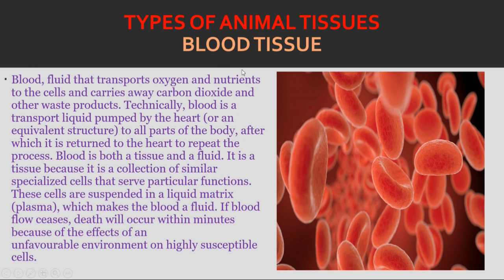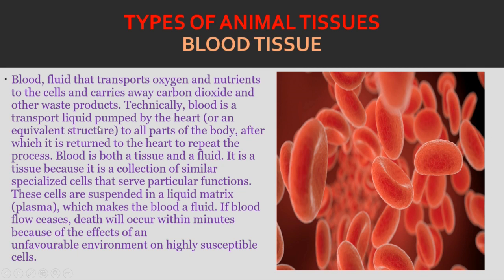Blood is a fluid that transports oxygen and nutrients to the cells and carries away carbon dioxide and other waste products. We have known from earlier classes that blood is the fluid that transports oxygen and nutrients to the cells and carries away carbon dioxide. The carbon dioxide is released through the lungs by this blood, and urea and other kinds of waste products are released through the kidney by this blood.